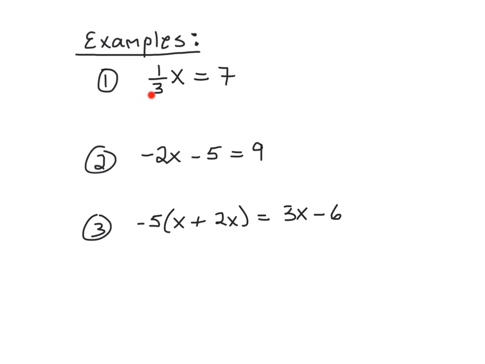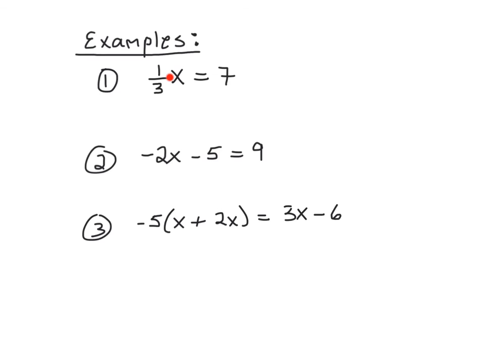All right, the first one, we have 1/3 x equals 7. What I have here is a one-step equation because I have my variable with simply one operation happening to it. It's a 1/3 times x, or I can think of it as x divided by 3.